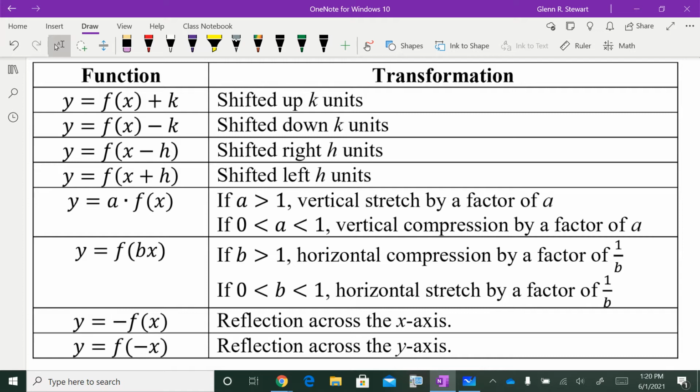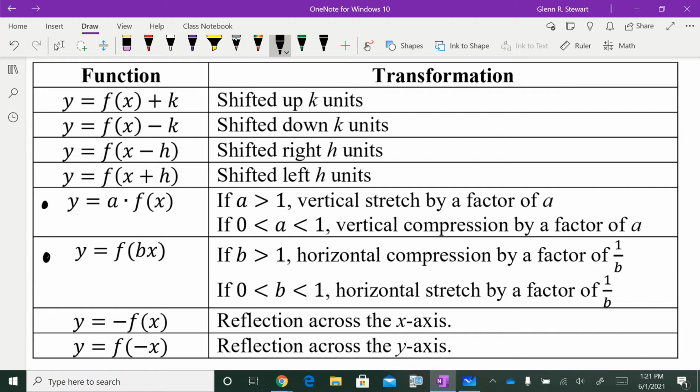But I mainly want you to take a look at these two right here. Anything inside moves left and right. Anything outside moves up and down. But these in particular, outside, if it's greater than 1, it's a vertical stretch. If it's less than 1 but greater than 0, it's a vertical compression. And then we flip-flop. If it's greater than 1 on the inside, it's a horizontal compression. If it's between 0 and 1, it's a horizontal stretch. And note the factors are 1 over whatever that number is going to be.